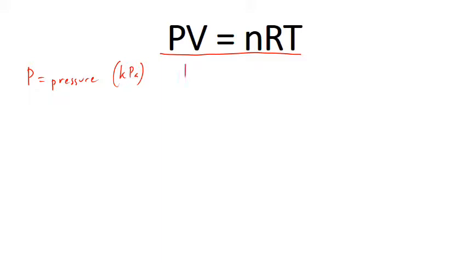So just for reference, 1 atmosphere is equal to 760 millimeters of mercury, which is equal to 101.325 kilopascals, okay? So if you get given a question where you have atmospheres or millimeters of mercury as the pressure unit, if you're going to use PV equals nRT, you must convert it into kilopascals using those conversions.